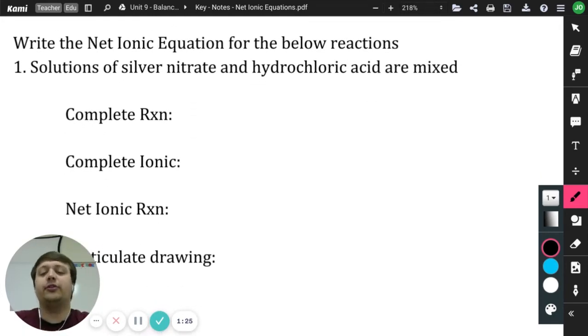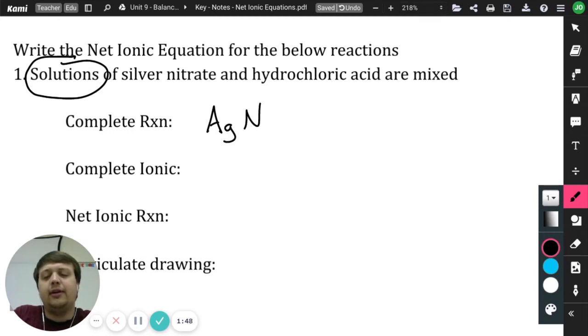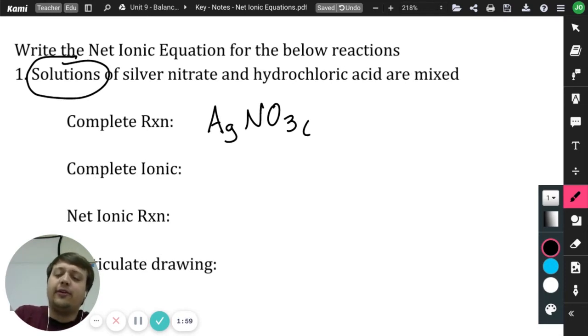So here it says solutions of silver nitrate and hydrochloric acid are mixed. Well, the first thing is this word right here is actually really important because it tells us that both of those substances are already aqueous. They've been made into solutions. Remember, aqueous just means dissolved in water. So here I've got solutions of silver nitrate. And so I have silver and nitrate. It is an ionic compound, so I would need to cancel out their charges. Silver's a +1, nitrate's a -1, so they do already cancel out. And they tell us they're solutions, so I can go ahead and label that as aqueous, AQ.